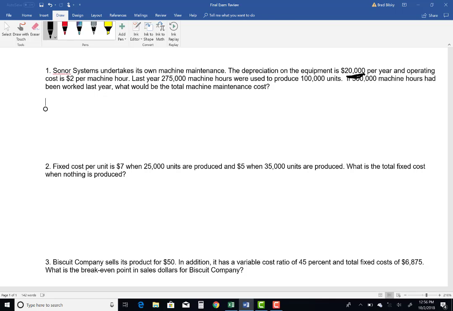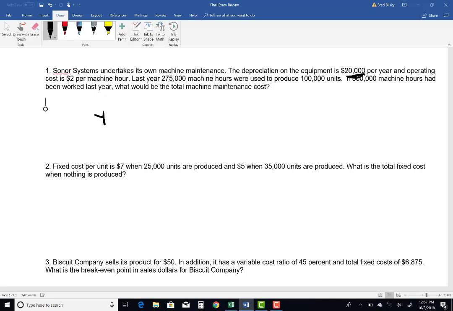Last year for this particular problem, we had 275,000 machine hours used, and we produced 10,000 units. The question is, if in the next year we anticipate 300,000 machine hours used, or if we look at it from the perspective of last year, if we used the machine for 300,000 hours instead of 275,000, what would our maintenance cost be? So really not too difficult of a problem.